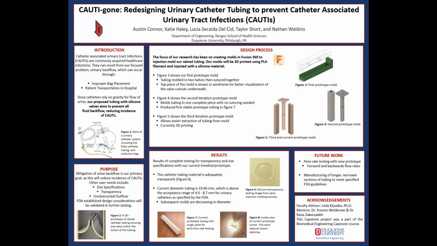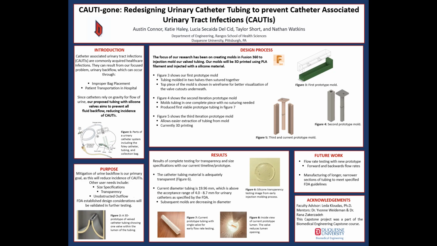our device. Figure 2 shows these valves on our initial 3D model for better visualization of our primary goal. Note that this is a bicuspid valve structure and is subject to change as we progress with flow rate testing. The focus of our research so far has been on creating molds in Fusion 360 to injection mold our valve tubing. Our molds will be 3D printed using PLA filament and injected with a silicone material.